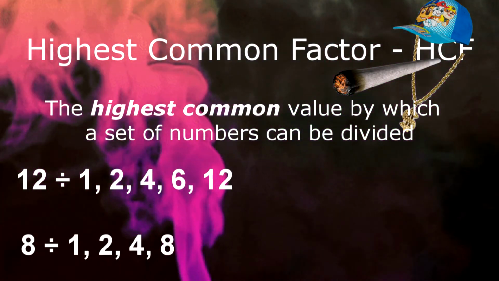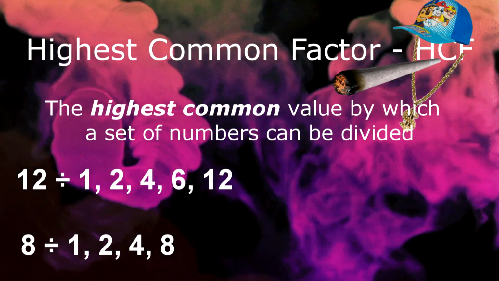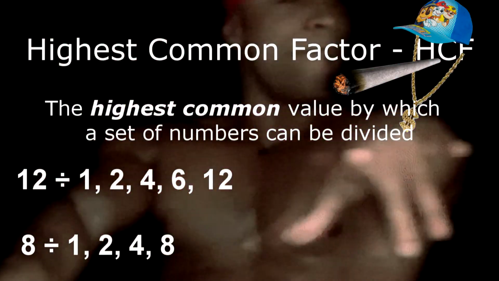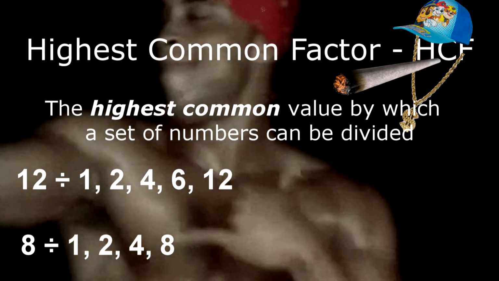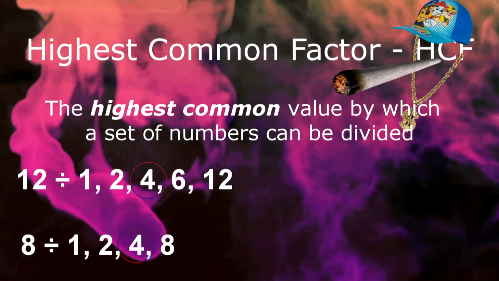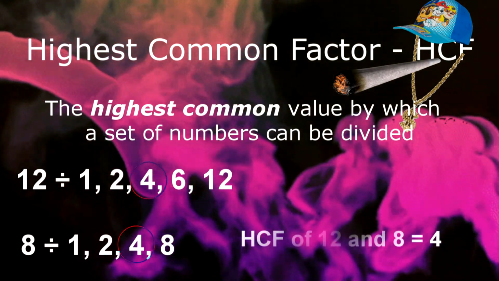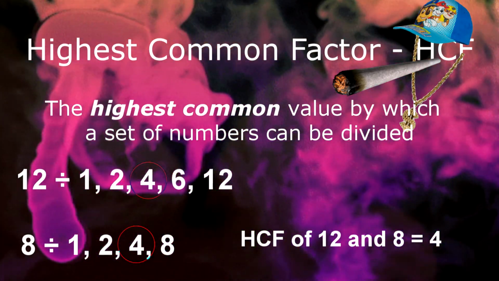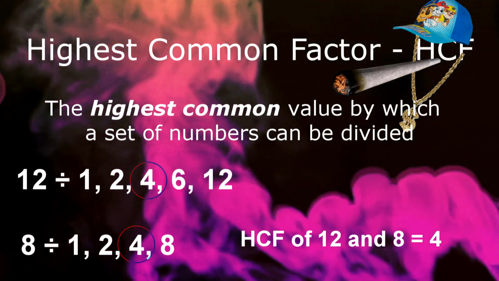For 12, that will be 1, 2, 3, 4, 6, and 12, whereas for 8, we will have 1, 2, 4, and 8. As we can see, they have more than one common factor, but 4 is the common factor which is the highest out of all. Therefore, 12 and 8 share the highest common factor of 4.